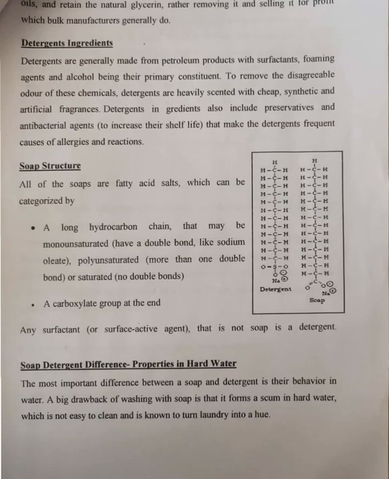Soap and detergent difference: properties in hard water. The most important difference between a soap and detergent is their behavior in water. A big drawback of washing with soap is that it forms a scum in hard water which is not easy to clean and is known to turn laundry into a dull hue.